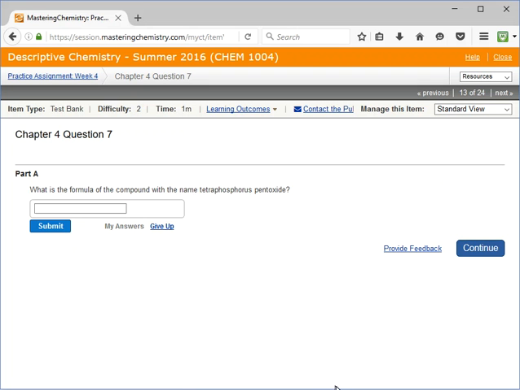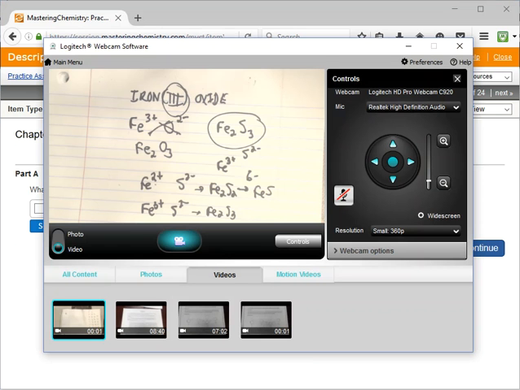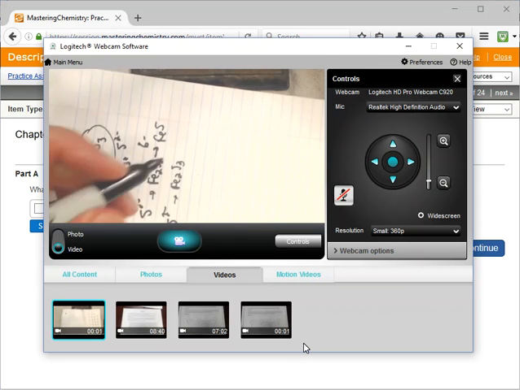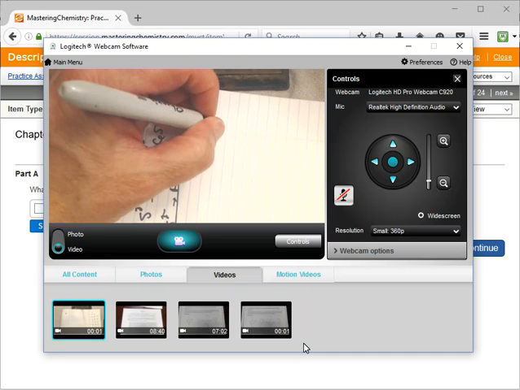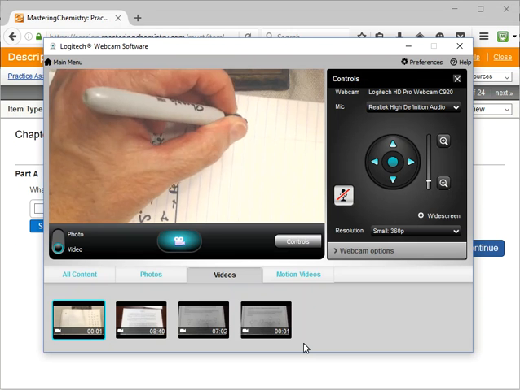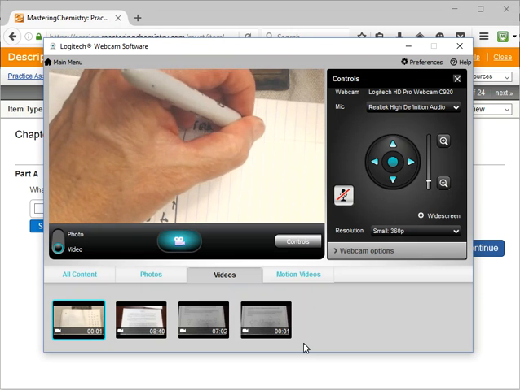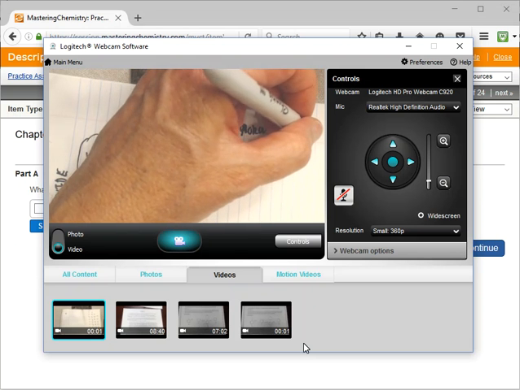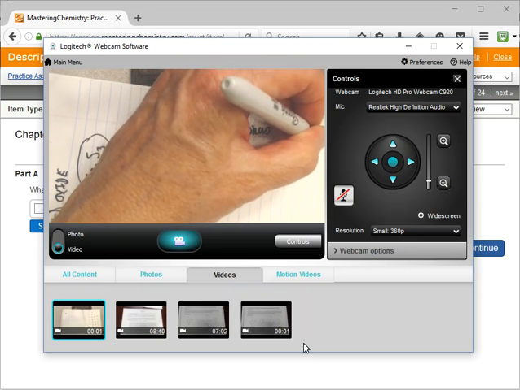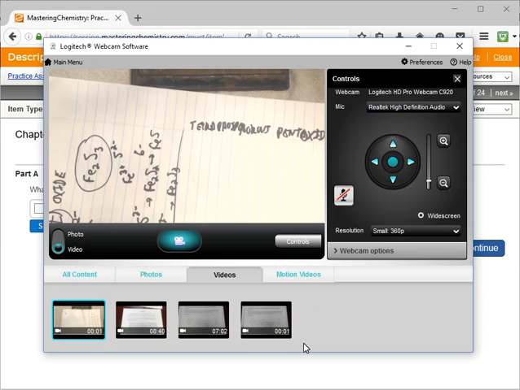When you see those Greek prefixes in there, this one says tetraphosphorus. I'm going to write all over this thing. You guys should be glad that you don't have me in the classroom because my writing on a blackboard is even worse than it is here.